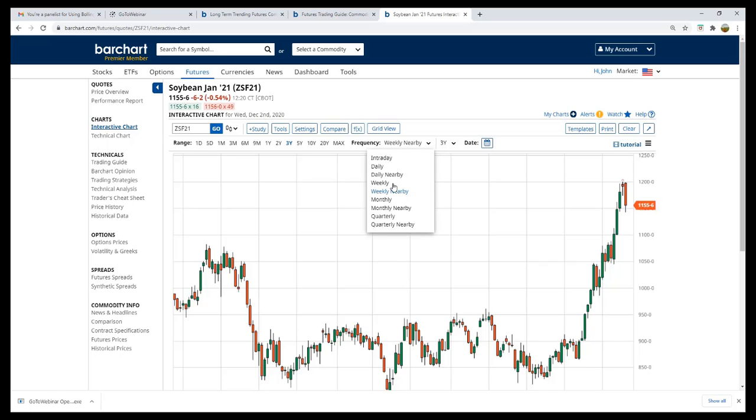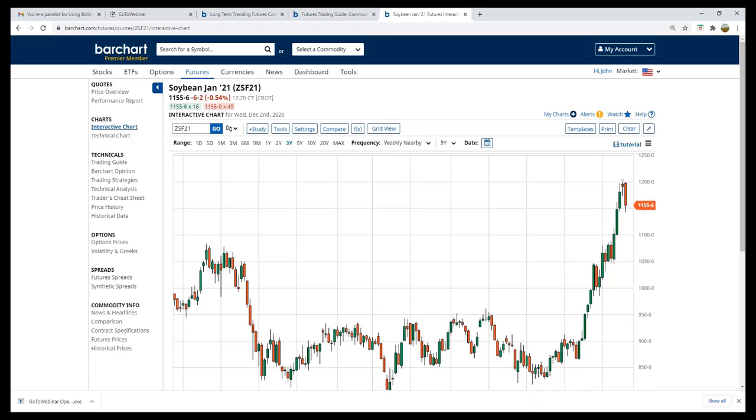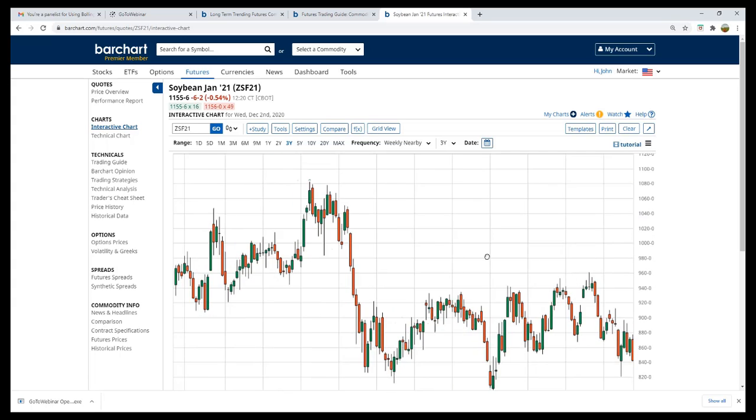Now, if I go to a contract specific weekly for soybeans, notice that I have no price data beyond this point, because this contract was not around, it wasn't existing. So if I go to my weekly nearby, that's going to fill in that data for me. And again, remember, I'm not going to use that data for entries, but I can use it to help me define my trends and also help me do some targeting.